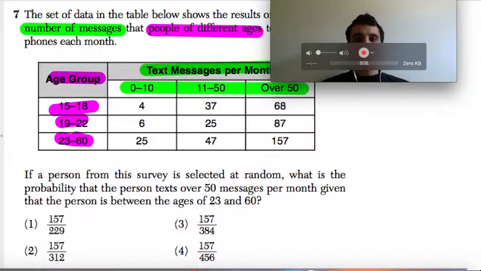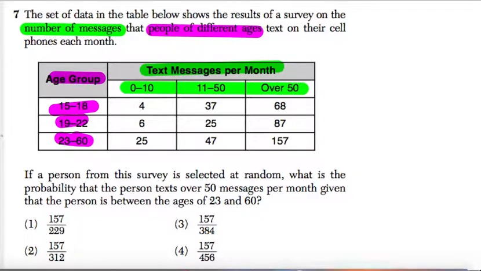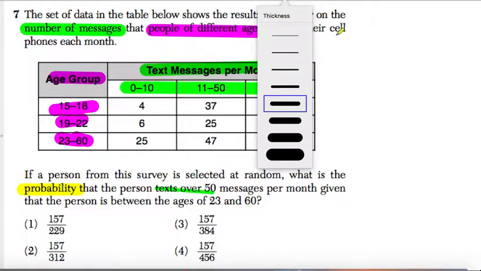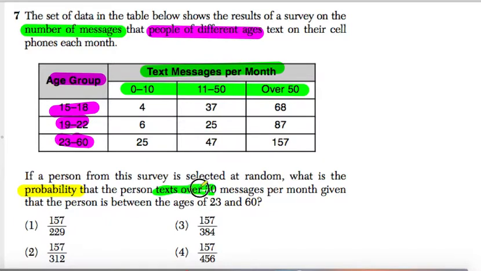All right, I'm going to minimize me, and I'm going to use yellow here now. If a person from the survey is selected at random, what is the probability that the person texts over 50 messages per month? So remember, that was the green part, the number of messages per month. I need the highlighter. I'm going to make this a little thicker. So text over 50 messages per month, so that means it has to be in this column. Given, so whenever we see the word given, guys, that's conditional probability. Given that the person is between, and that's the ages, between age 23 and 60.